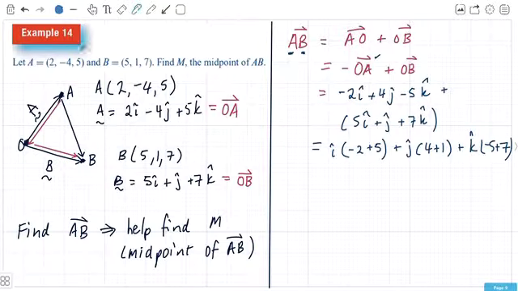And now you can see more clearly. Check it out: in the i's, see how it's the opposite sign of the 2, plus the 5? And then it's the opposite sign of the negative 4, plus the 1.